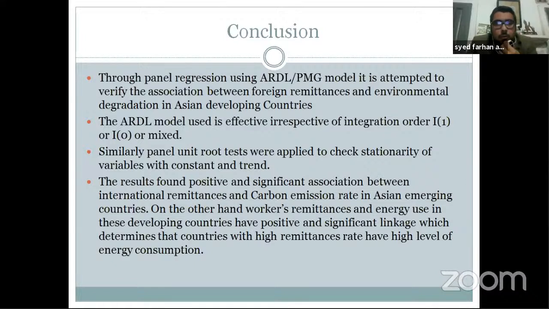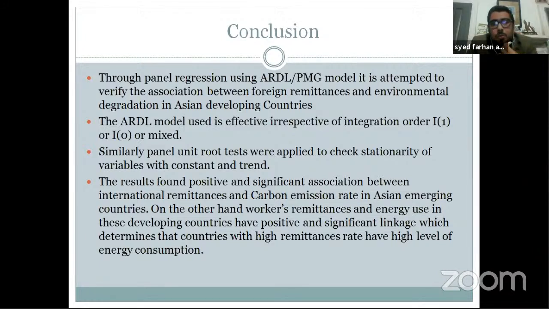Moving towards the conclusion, through panel regression using a real PNG model, it is attempted to verify the association between foreign remittances and environmental degradation in Asian developing countries. The real model used is effective irrespective of integration, either 1 or 0 or mixed. So we can use a real model in such conditions.